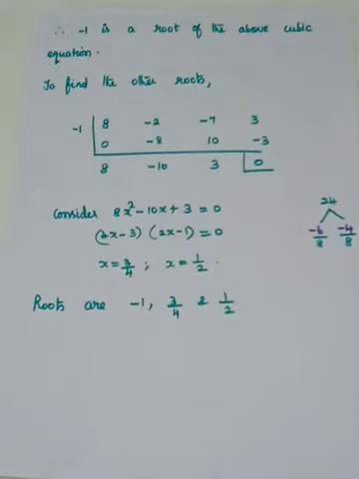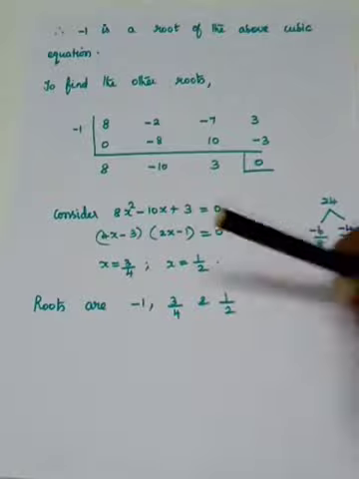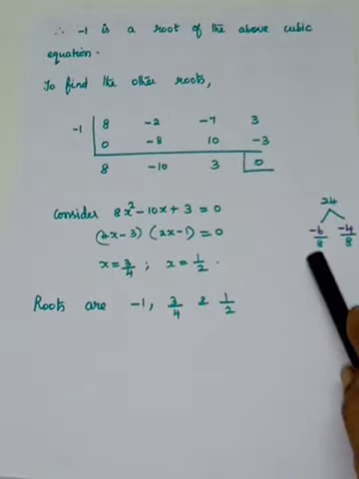So 8 threes are 24. When you multiply the two terms, you have to get 24. When you add, you have to get minus 10. So what are the terms I have taken? Minus 6, minus 4. When you take the product, minus 6 into minus 4 is 24. When you add, minus 6 minus 4 is minus 10. And here the coefficient is 8, so it has to be divided by 8.